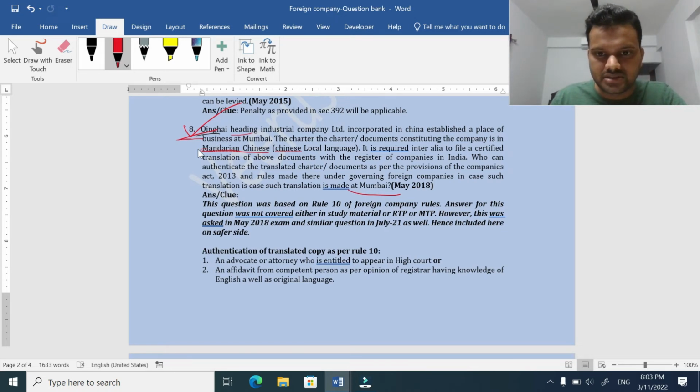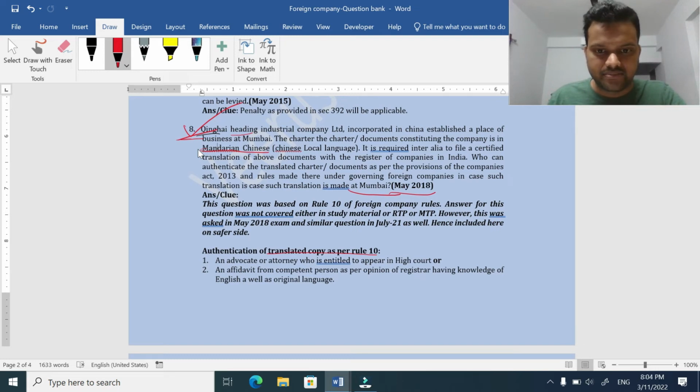This question was asked in May 2018. And the fact is that this particular point was not covered in your study material, RTP, MTP, anywhere, but this question came in the examination. That is the reason why I included it, to be on the safer side. Authentication of a translated copy is as per Rule 10. This authentication is provided in Rule 10 of the Registration of Foreign Companies Rules.